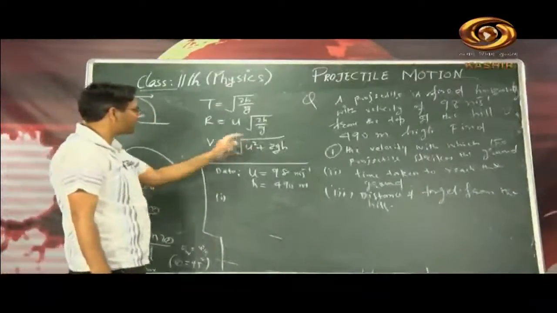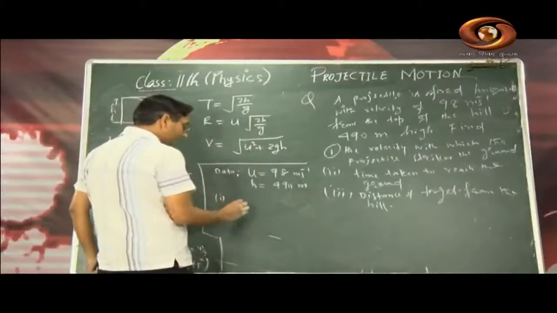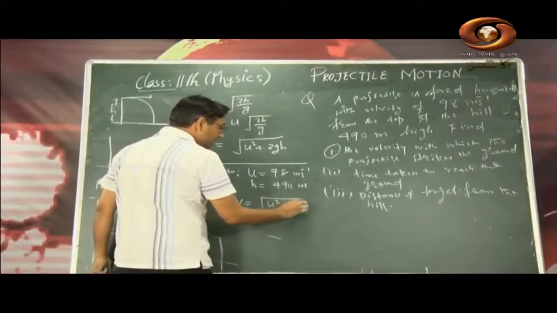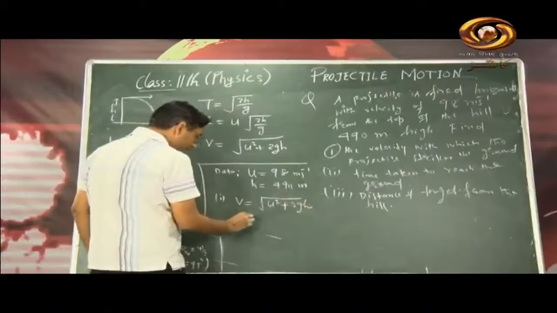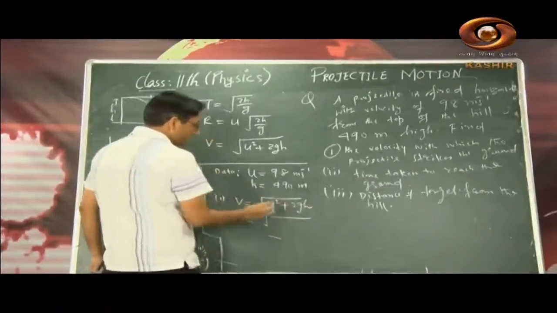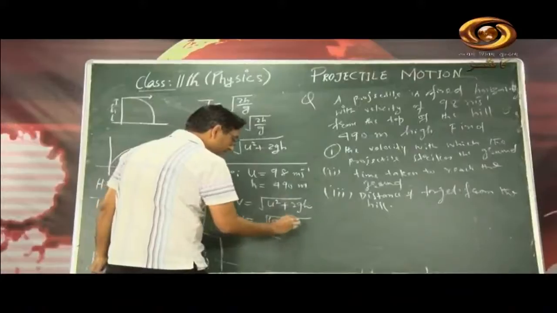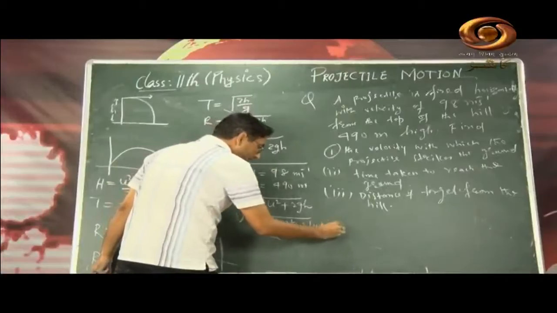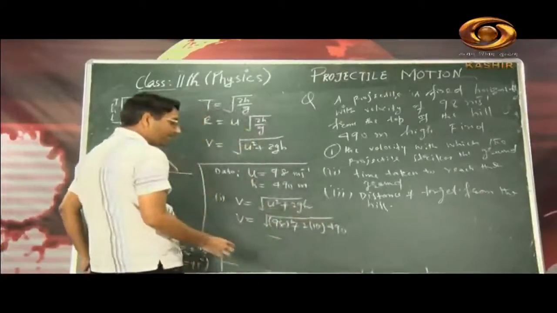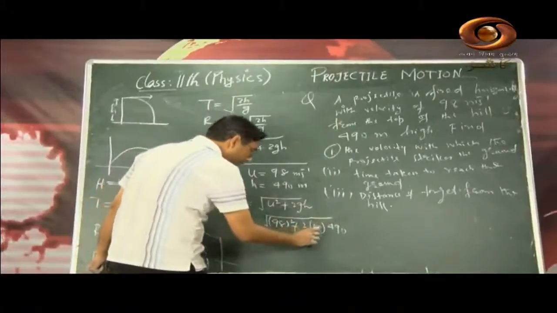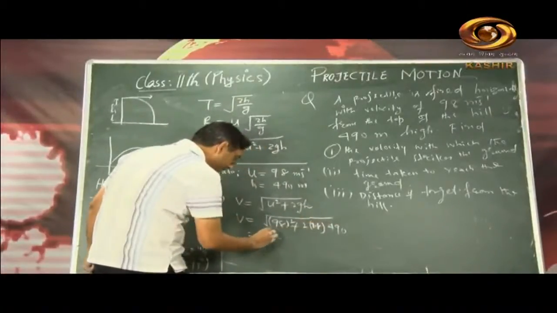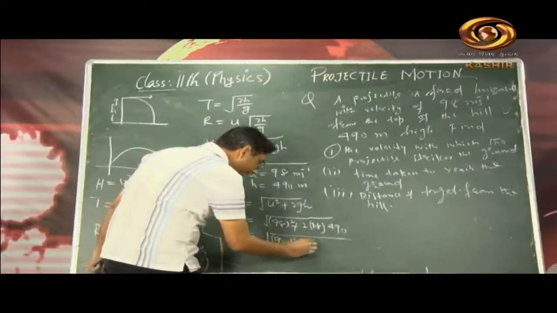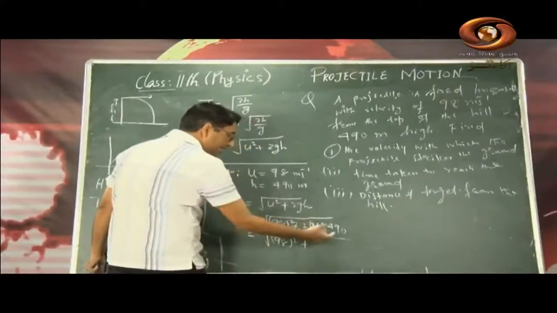So the velocity is v equal to under root u square plus 2gh. This we have derived in the previous lectures. v is equal to under root of u square, u means 98, whole square, plus twice g. Let us take g as 10 approximately, and h is 490 because the height is given as 490 meters. If we take 9.8 as acceleration due to gravity, this is under root of 98 whole square plus 2 into 9.8 into 490. 98 by 10 and 10 cancel, 49.